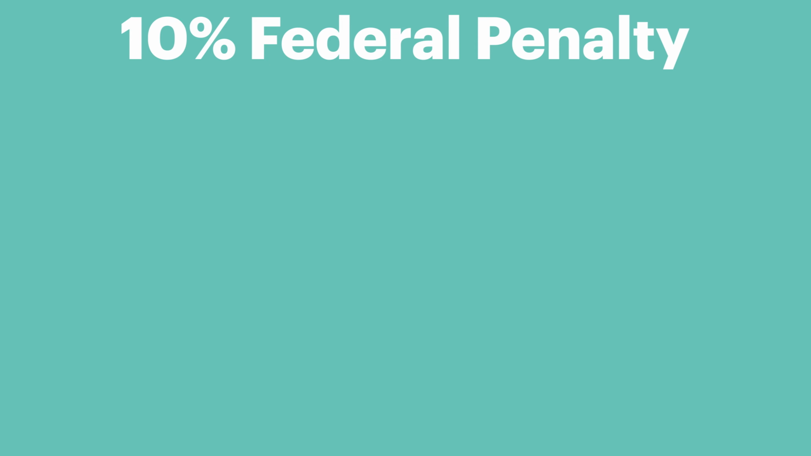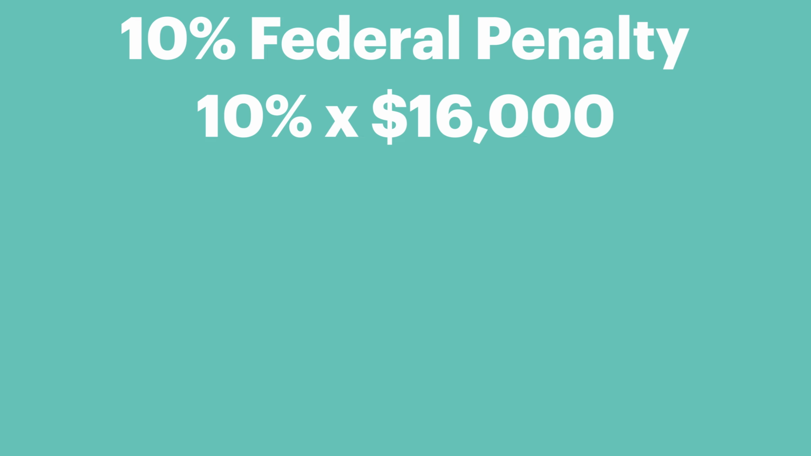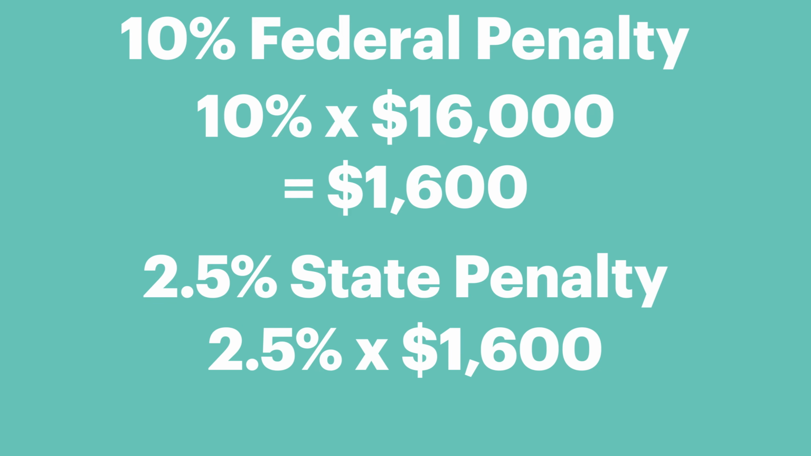Now, what about penalties? Well, for federal income tax purposes, you pay a 10% penalty on early traditional IRA distributions. So 10% of $16,000 is $1,600. For California, because we're assuming you live in California, the penalty is 2.5%. So 2.5% of $16,000 is $400.